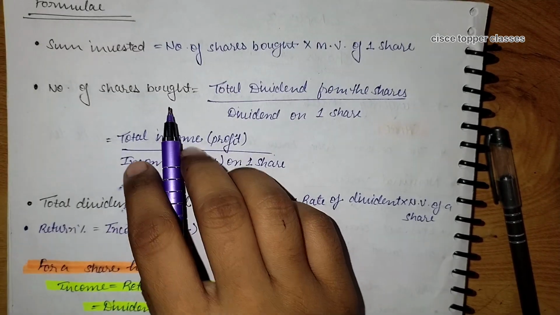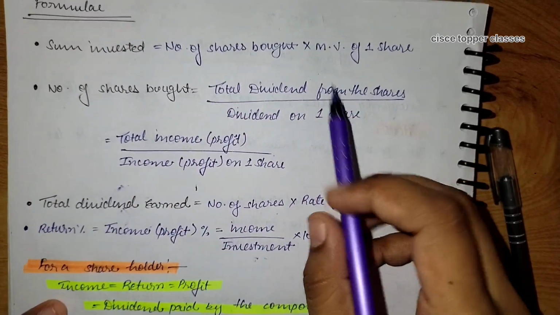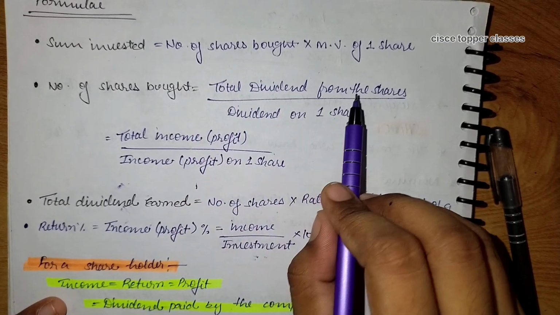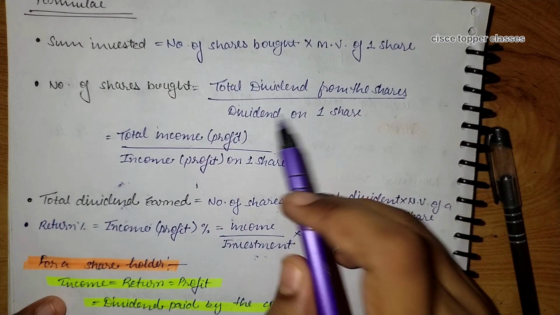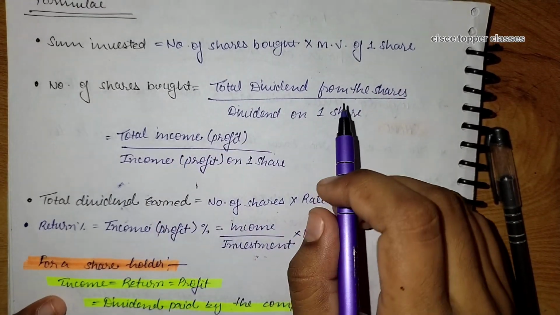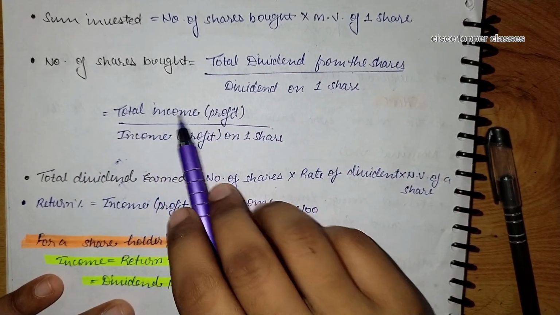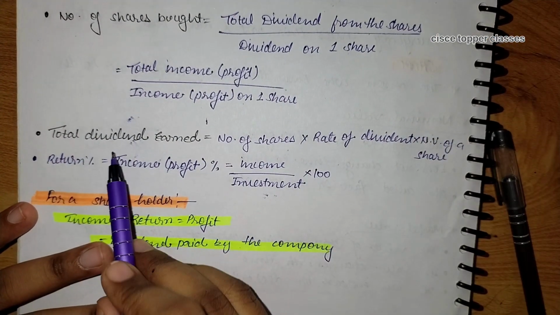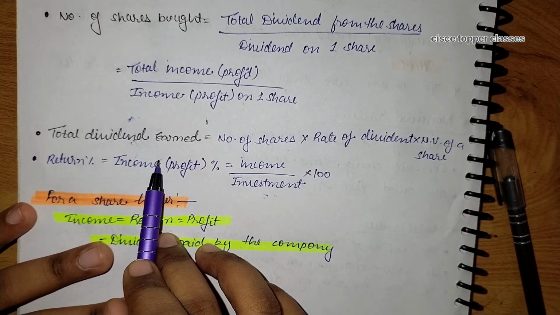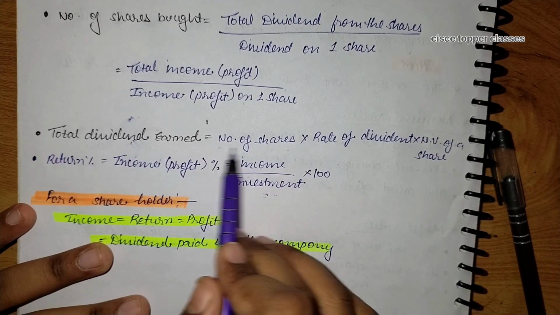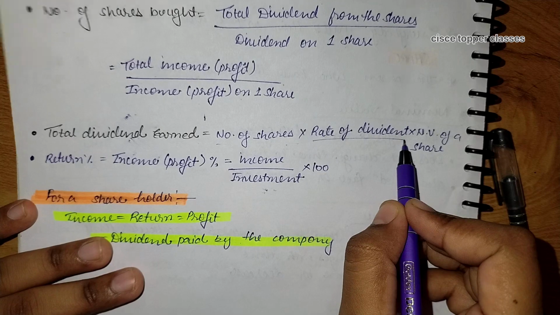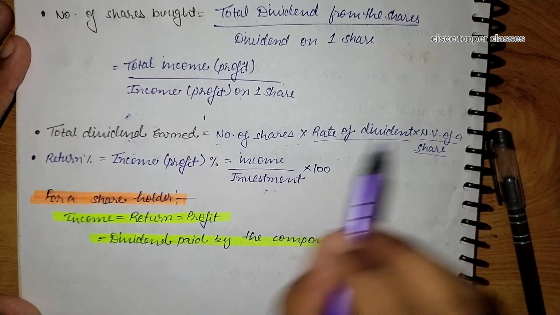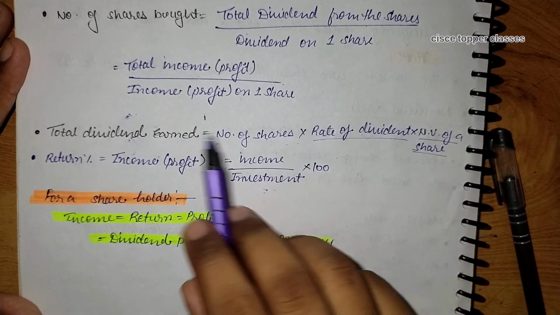Now the number of shares bought, this is the second formula. We can find the number of shares bought from this formula also. Total dividend from all the shares divided by the dividend of one share will give the number of shares bought. This is the same, total income divided by profit on one share. Now this formula is very important because it will be used frequently. Total dividend earned will be number of shares times rate of dividend times nominal value of a share. Because dividend is dependent on nominal value, hence we have taken nominal value here.